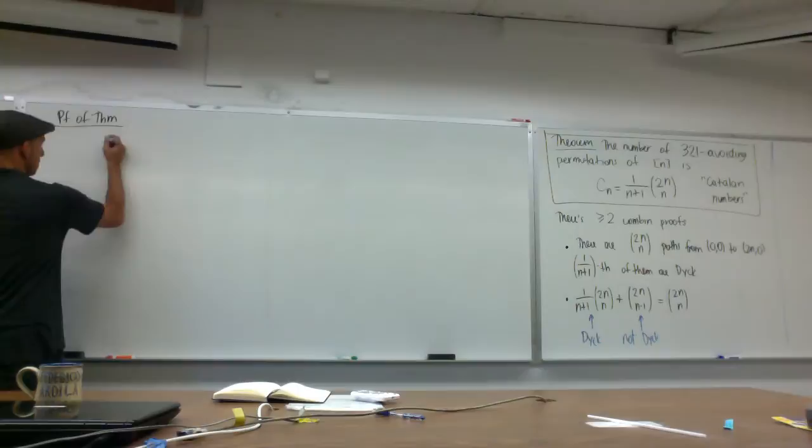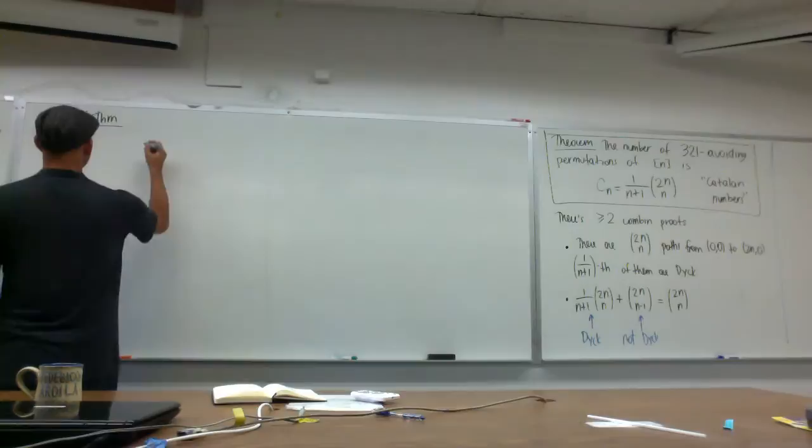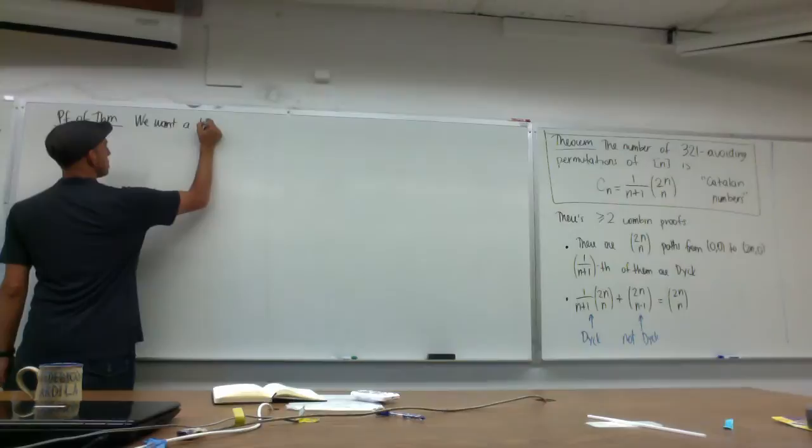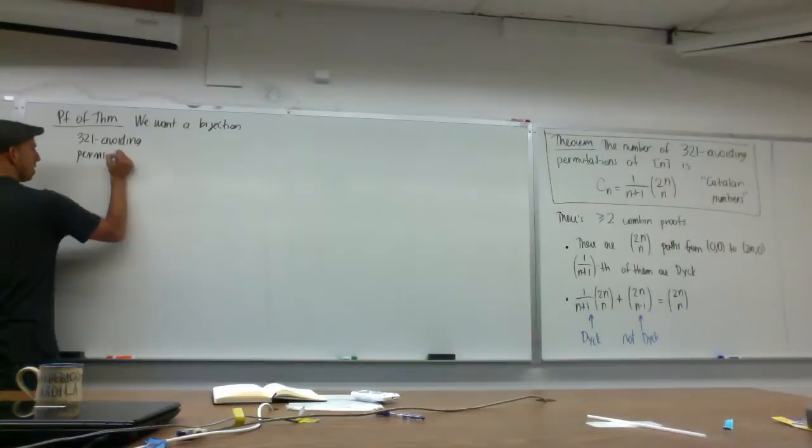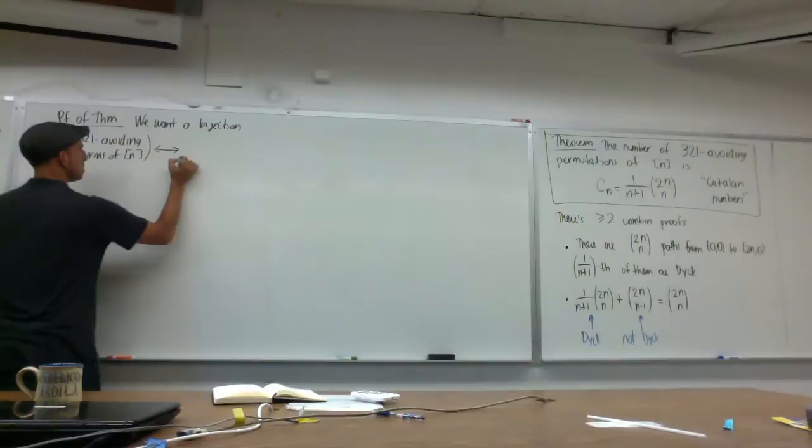By giving a bijection. So we need a bijection. We want a bijection from the 3-2-1 avoiding permutations of n to the dyke paths of length 2n.